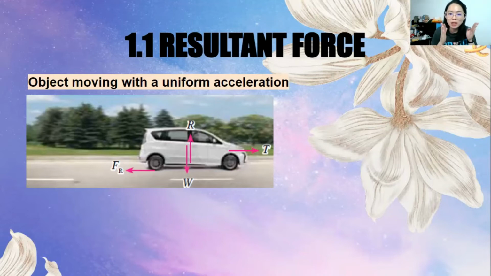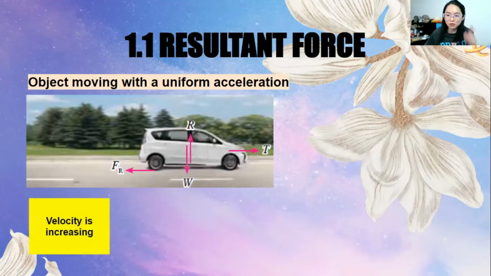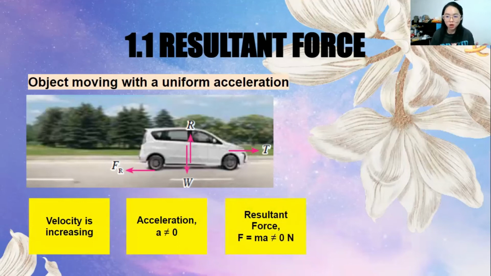When you are moving with a uniform acceleration, it means your velocity is increasing. So your acceleration is not equal to 0. According to Newton's second law, F is equal to ma, so your force will also not equal 0. So here's the question: how are you going to relate R, W, and T? Now, R and W will not be changing because they are not in a slanted motion. They are not on an inclined plane, so they are on a normal plane. It's very easy: R is equal to W. So that's the same. But here's the thing.